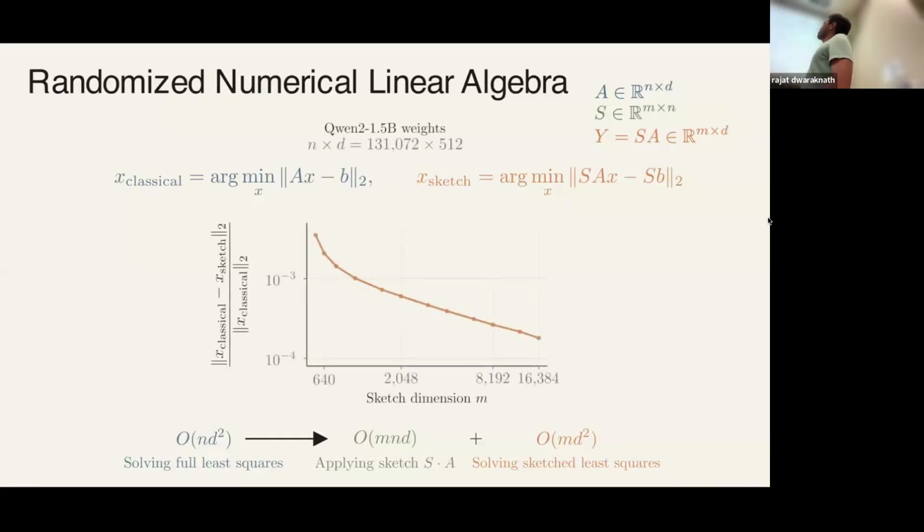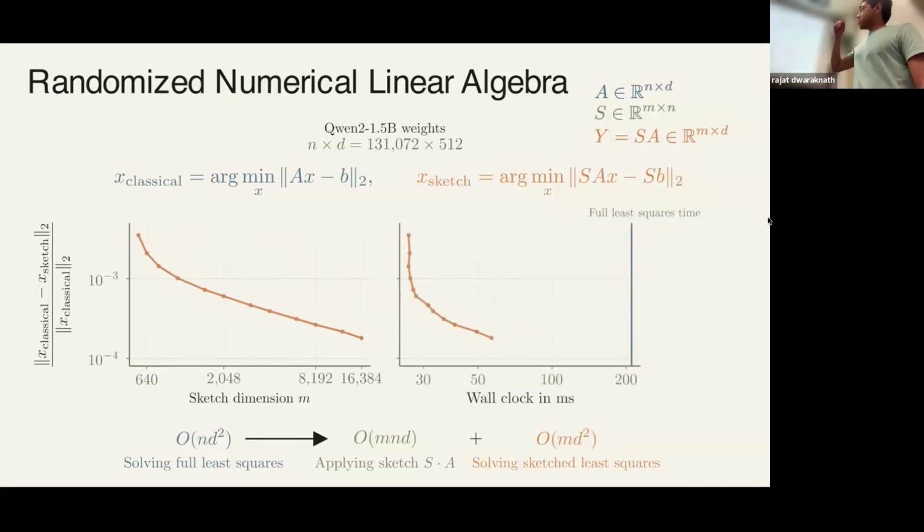So let's take some transformer weights and try to do least squares with sketching. I plot here the relative error between the classical least squares and the sketched least squares, and I vary the sketch dimension m. And we see a very nice trend where it gets better and better, closer to machine precision. Now, of course, the point here is this should be faster than that, right? And in this regime with these sizes, you can measure the wall clock time, and it's also true in terms of wall clock time. So this is pretty good. Randomized numerical linear algebra works.